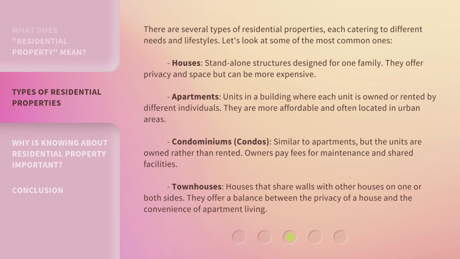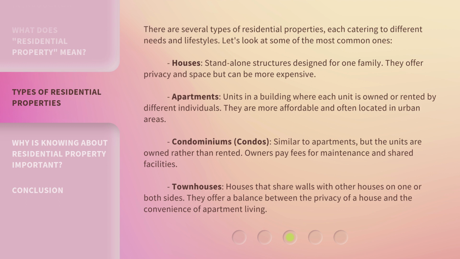There are several types of residential properties, each catering to different needs and lifestyles. Let's look at some of the most common ones. Houses, standalone structures designed for one family. They offer privacy and space but can be more expensive. Apartments, units in a building where each unit is owned or rented by different individuals. They are more affordable and often located in urban areas.